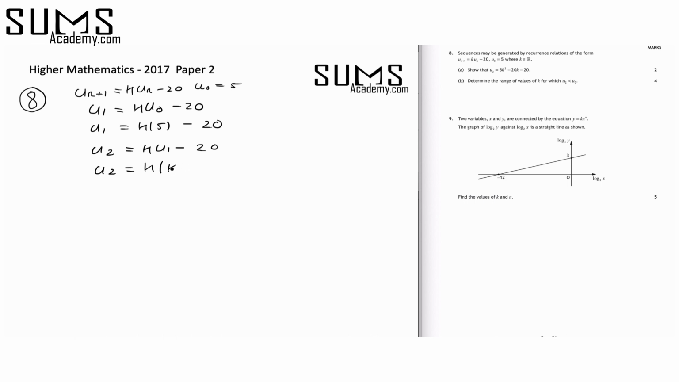So this then becomes u_2 equals k times, alright, this is 5k. 5k minus 20 minus 20. So that equals 5k² - 20k - 20. And that's just as proven. So that's your final answer there. So it's for 2 marks. There's 1 mark for finding the expression for u_1, and there's another mark for finding the expression in the correct form for u_2.